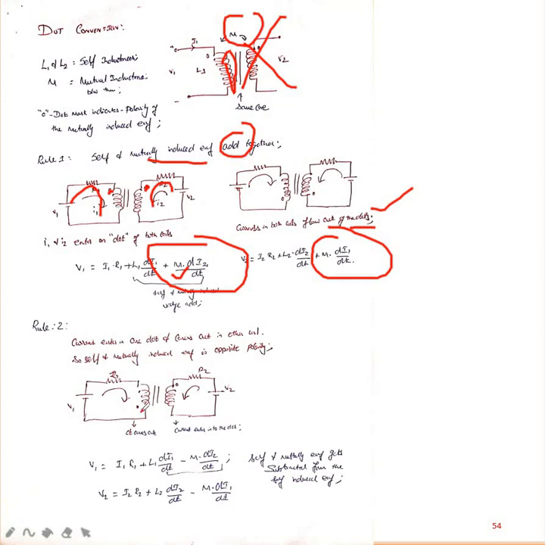Suppose one current is entering the dot and the other is leaving the dot. What happens? It is opposing, so subtracting. V1's current leaves the dot, V2's current enters the dot, which means the mutual inductance is opposing, so you subtract. Opposing the polarity, so subtract. That's all. This is about the dot rules, called dot connections.